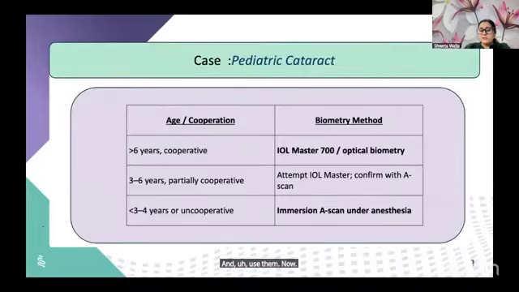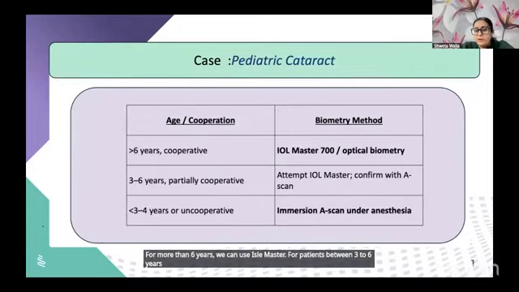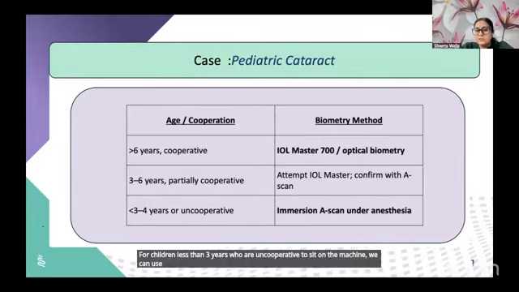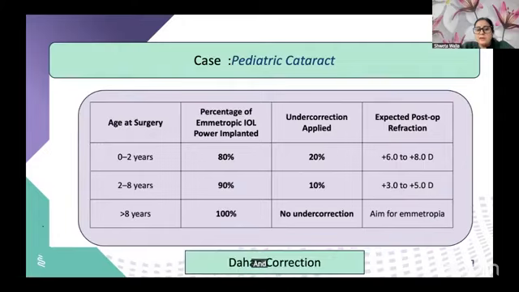Now, in pediatric patients, for more than 6 years, we can use IOL Master. For patients between 3 to 6 years, we can attempt an IOL Master and confirm on A scan. For children less than 3 years who are uncooperative to sit on the machine, we can use immersion A scan under anesthesia. And since the pediatric eyes are smaller, we can use Barrett formula with Dahan's corrections.